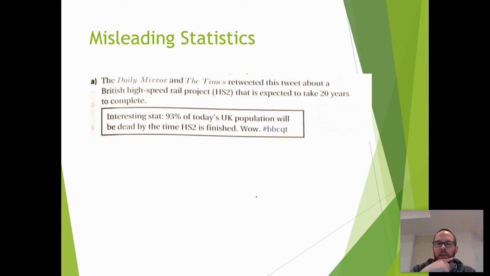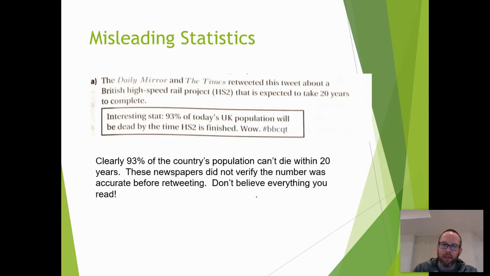So the reason this is misleading is because it's just factually untrue. You can't have 93% of a country's population dying within 20 years. That's obviously not true. These newspapers didn't actually verify the number was accurate before retweeting. So this is secondary data for sure, right? These people didn't collect this statistic themselves. They just trusted that this original tweet was true.